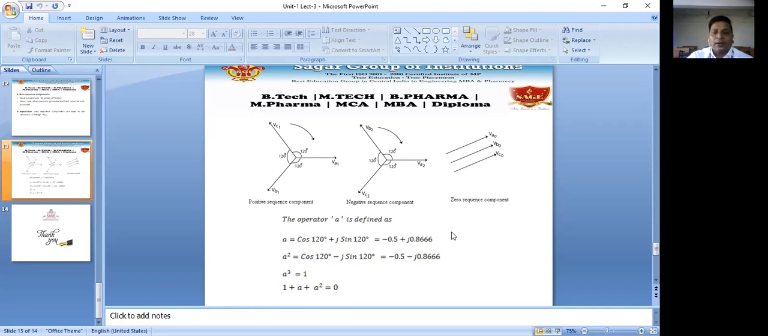Here the operator a is defined as a equals cos 120 plus j sin 120, which equals minus 0.5 plus j 0.866. a squared is cos 120 minus j sin 120, which equals minus 0.5 minus j 0.866, and a cubed is equal to 1, and 1 plus a plus a squared is equal to 0. That is the overall neutral current.